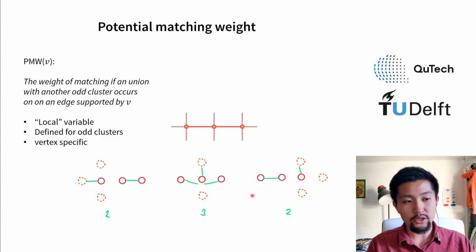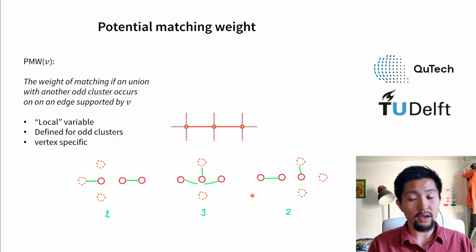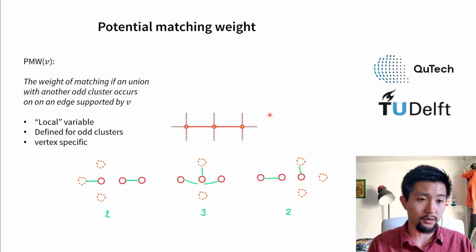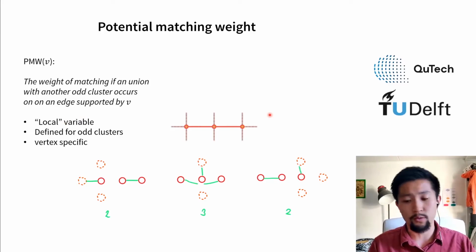So the potential matching weight is a prediction, actually. Based on the structure of the current odd cluster, we can give a prediction, or a potential, to each of the vertices in the cluster on what the weight of the matching will be if a merge happens with another cluster on an edge connected to that vertex. That is why we call it a local variable, because you only look at the cluster itself. You don't look at all the other clusters on the lattice, even if they're very close or very far.